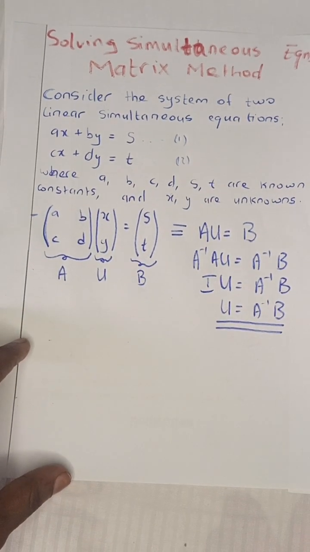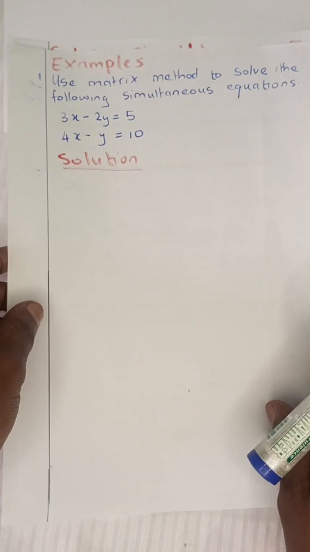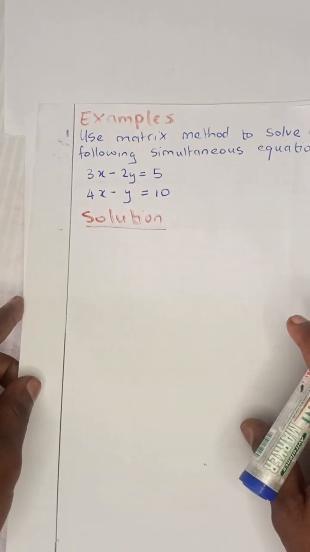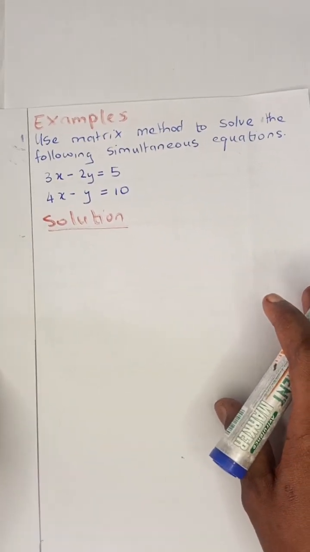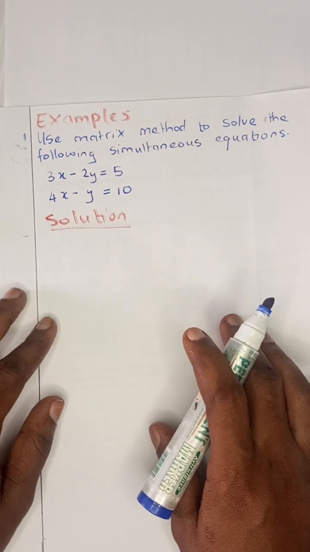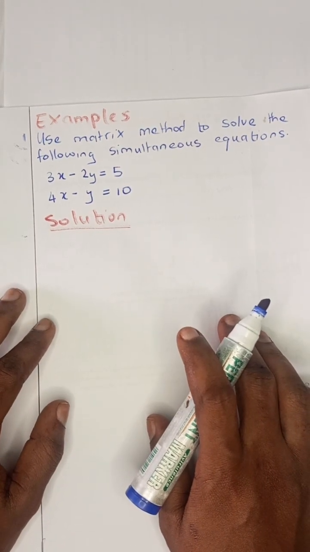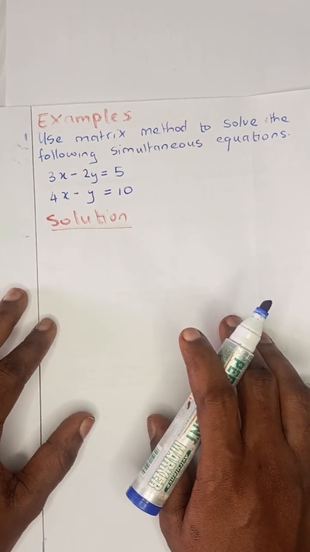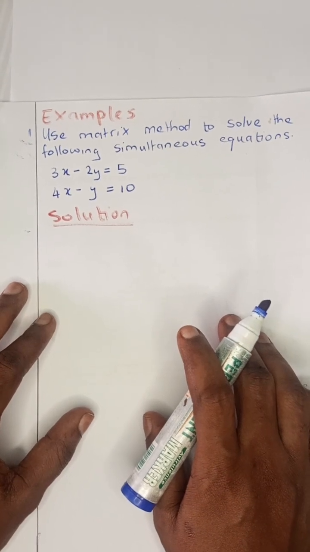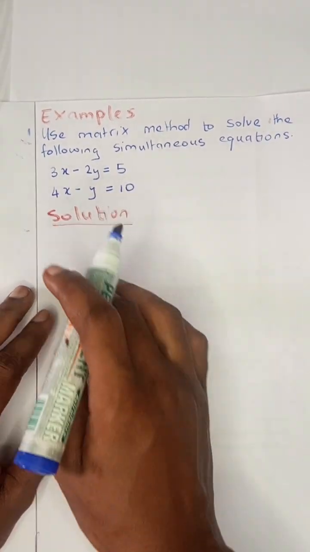Let us illustrate this using an example. Example: use the matrix method to solve the following simultaneous equations. 3x minus 2y equals 5, and 4x minus y equals 10.